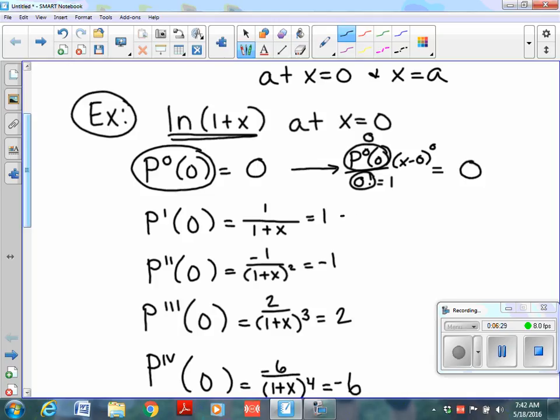Okay, my second one is going to be P1 of 0, all over 1 factorial times x minus 0 to the first power. So what is P1 of 0? P1 of 0 is right here. It stands for 1. So in place of that, I'm going to put a 1, divided by 1 factorial, which is just 1.